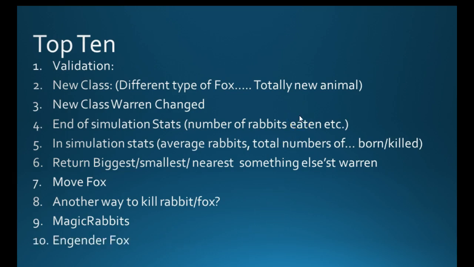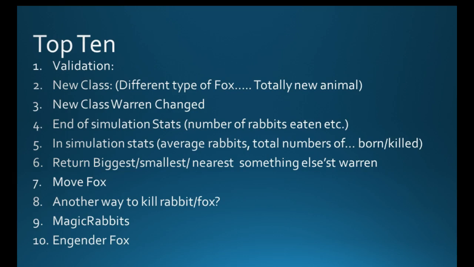Finally, engendering a fox. Again, at the moment, foxes magically spawn. The code is there within the program for rabbits to have gender, so why can't foxes have gender? You could have it that foxes mate within a certain range of each other or something like that. I'm not a huge fan of that, but it seems like it's something that some other people think is going to be there.